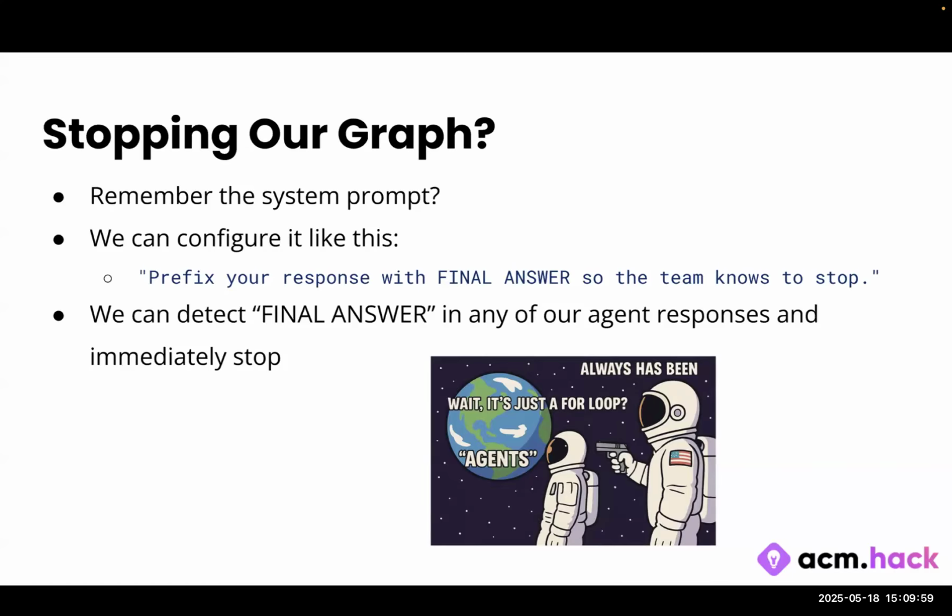But we found that this method works pretty well, and also the LangGraph documentation agrees that this method is pretty good. So if we just put in a system prompt, prefix your response with final answer so the team knows to stop, we can just go through all of our agent responses, and then we can detect the final answer, and we can just return that message and immediately stop, so we don't ever get stuck in an infinite loop of any sort.